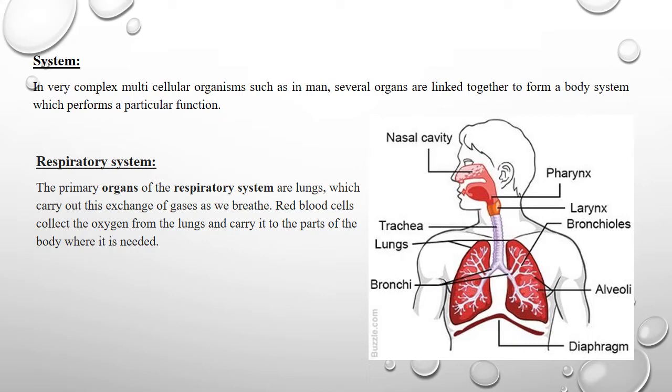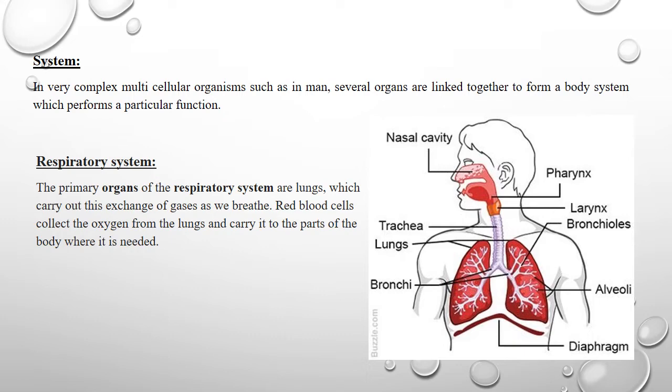Number two, trachea. Trachea is the windpipe through which air enters the lungs. Bronchus. The lower end of the trachea splits into two branches which are known as bronchi. And the function of the bronchus is the same as the trachea, that it transports the air to the lungs.